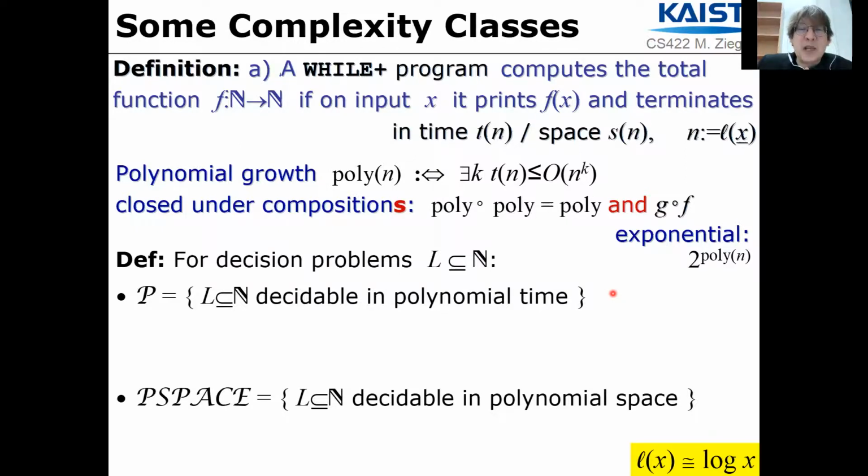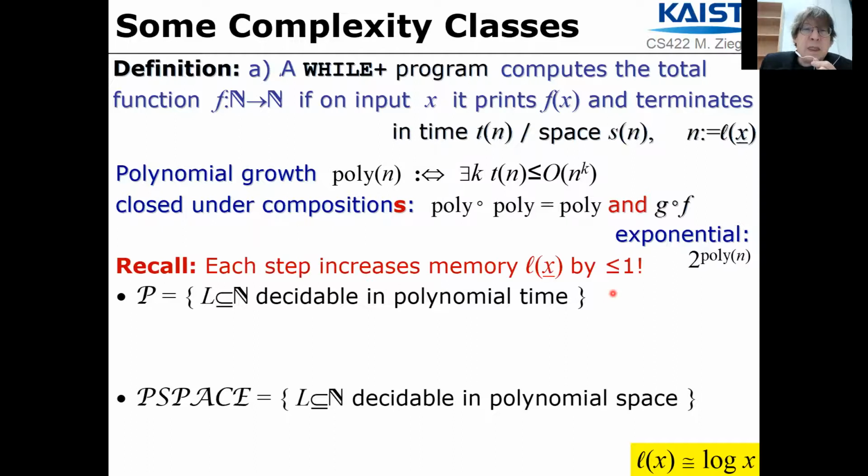This is a class of problems that can be decided using a polynomial amount of memory. This is an important complexity class, and let's already start talking about the relation between these two complexity classes, P and P-space. The relation is, as I emphasized and repeated, that each step increases the memory by at most 1, so any algorithm that runs in polynomial time can increase the memory by at most a polynomial. So any polynomial time algorithm is also a polynomial space algorithm. Or put differently, complexity class P is a subclass of the complexity class P-space. Any decision problem decidable in polynomial time is also decidable in polynomial space. So these are two important complexity classes.